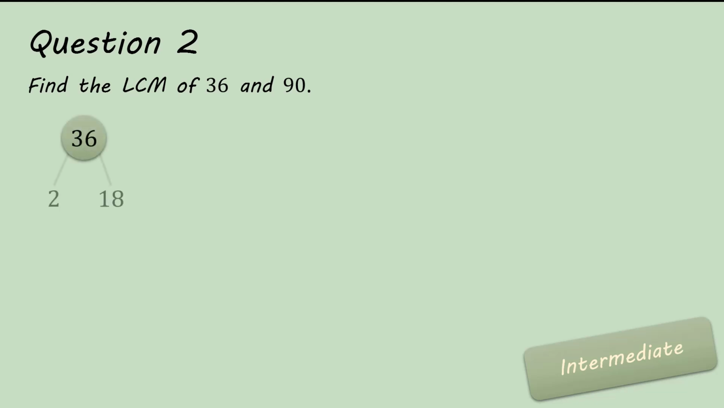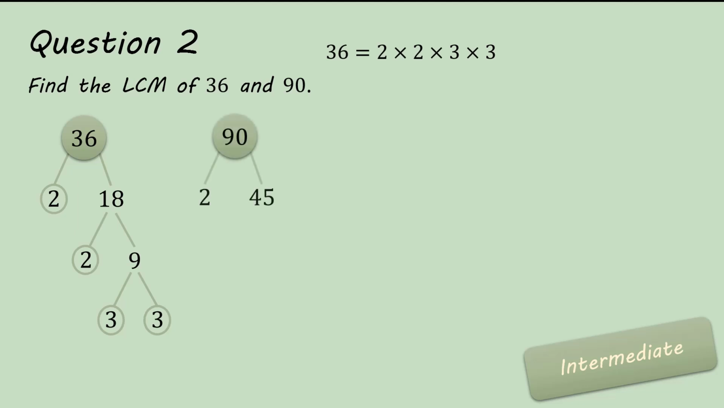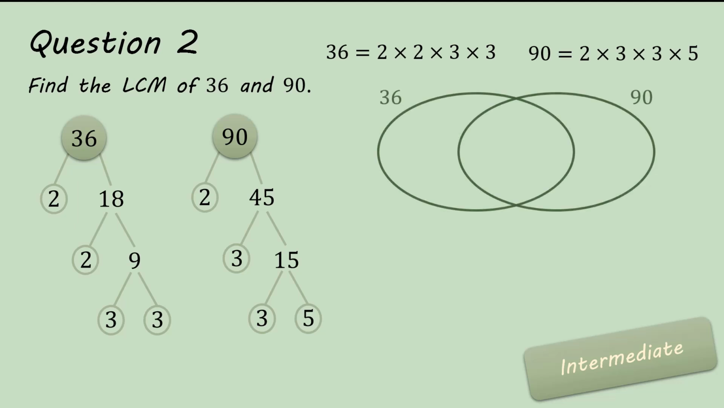36 is 2 multiplied by 18, 18 is 2 multiplied by 9, 9 is 3 multiplied by 3, so 36 is 2 times 2 times 3 times 3. 90 is 2 multiplied by 45, 45 is 3 times 15, and 15 is 3 times 5. So 90 is 2 times 3 times 3 times 5. Fill the numbers in the Venn diagram, starting by filling in the common factors in the intersection, that's 2, 3 and 3, and then the remaining factors, so 36 has 2 and 90 has 5.